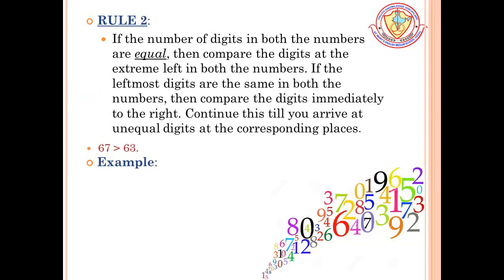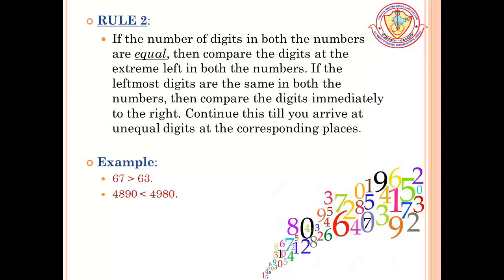For example, in 67 and 63, the leftmost digit is 6. Then you have to move to the next digit, where you will get 7 and 3. Here 7 is greater than 3. That's why 67 is greater than 63.